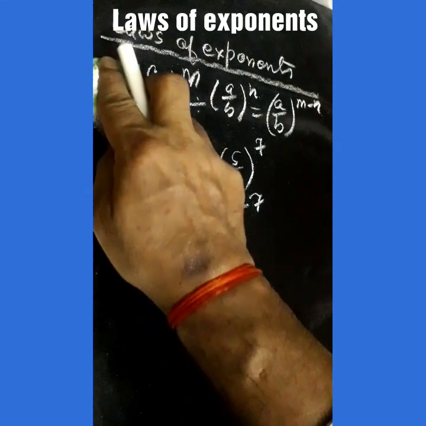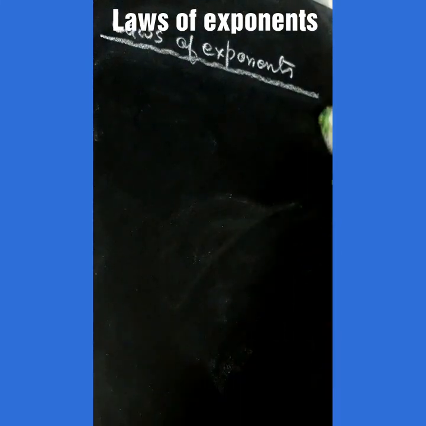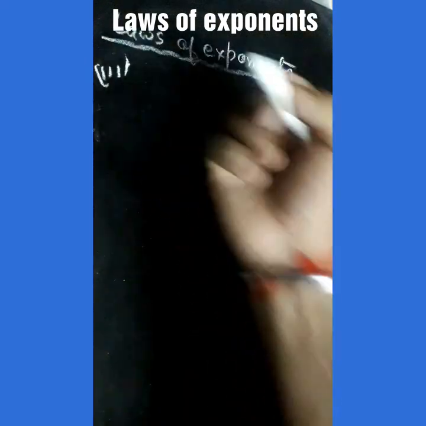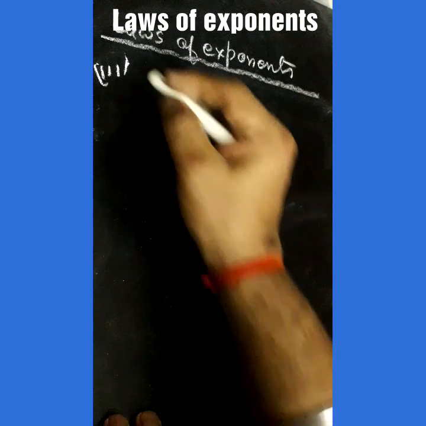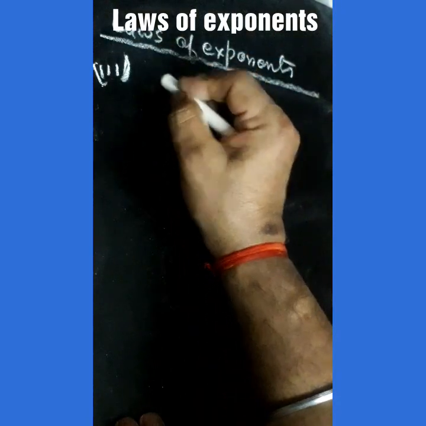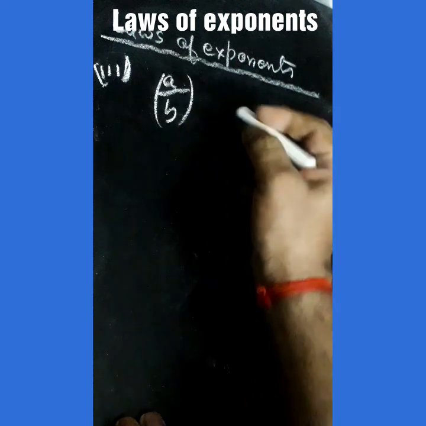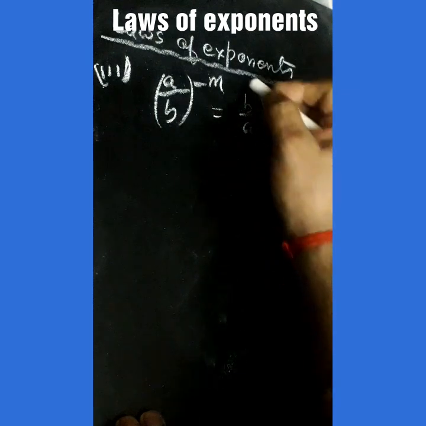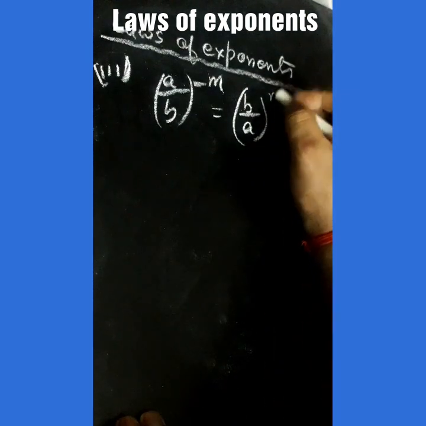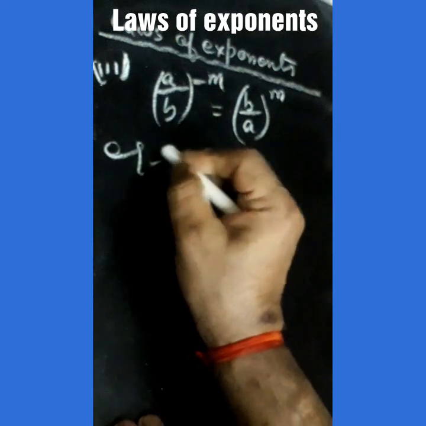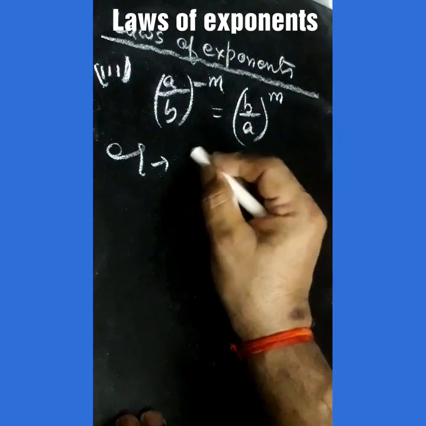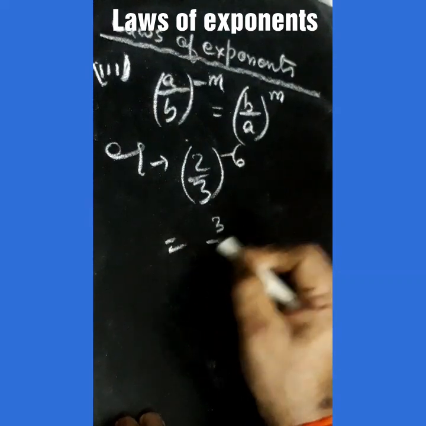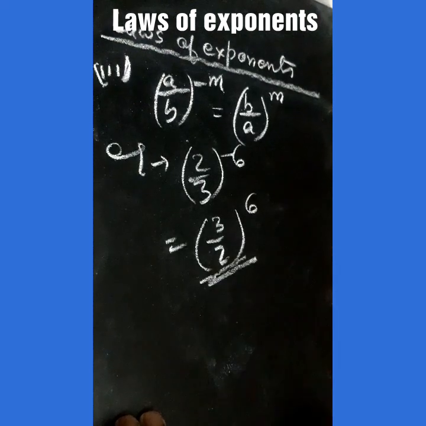Let us see third law. For a rational number, (a/b) raised to the power minus n will become (b/a) raised to the power plus n. Let us see an example. (2/3) raised to the power minus 6 will become (3/2) raised to the power plus 6.